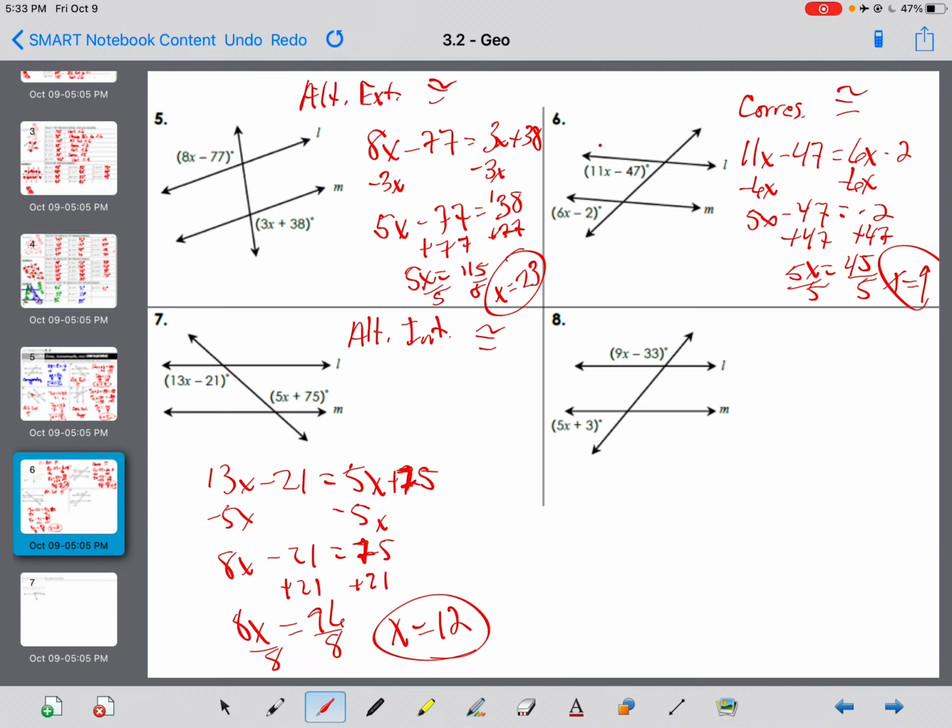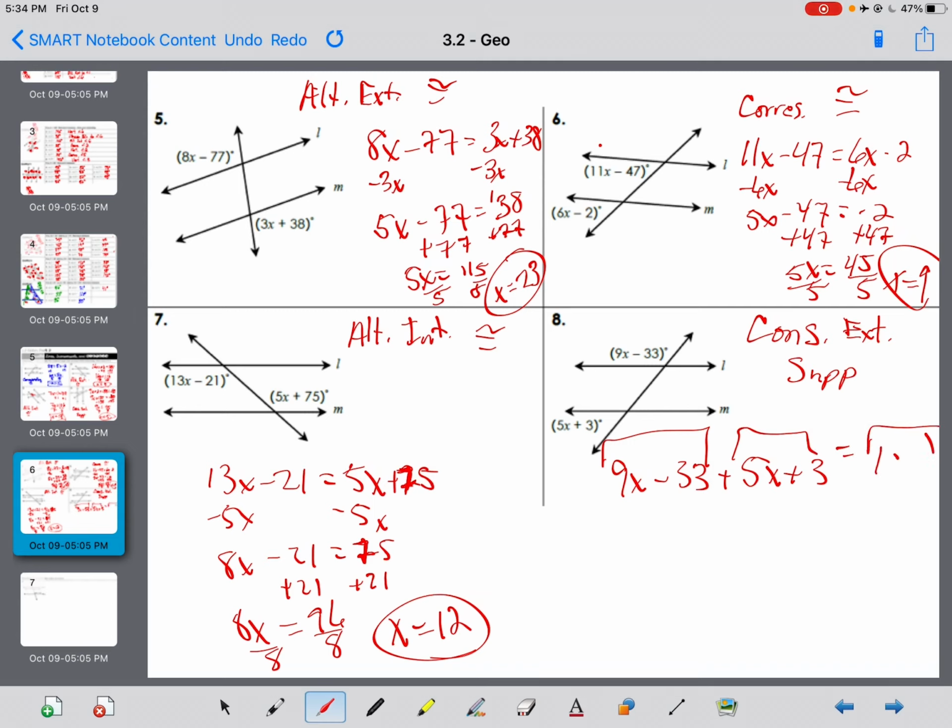Last set. Those aren't corresponding. They're on the same side and they're outside. So those are consecutive exterior. And since they're same side, they're going to be supplementary. So 9x minus 33 plus 5x plus 3. So one part plus another part equals the whole part, which is going to be 180. Right? Remember, part plus part makes the whole thing.